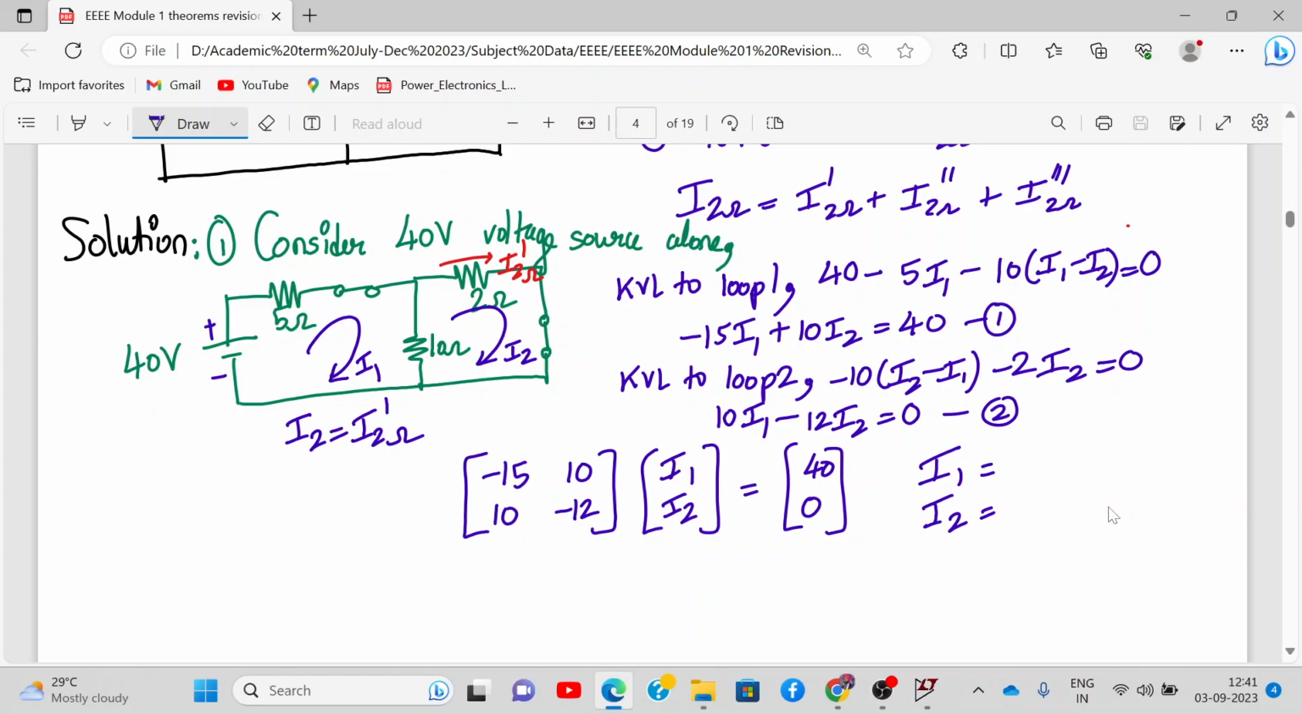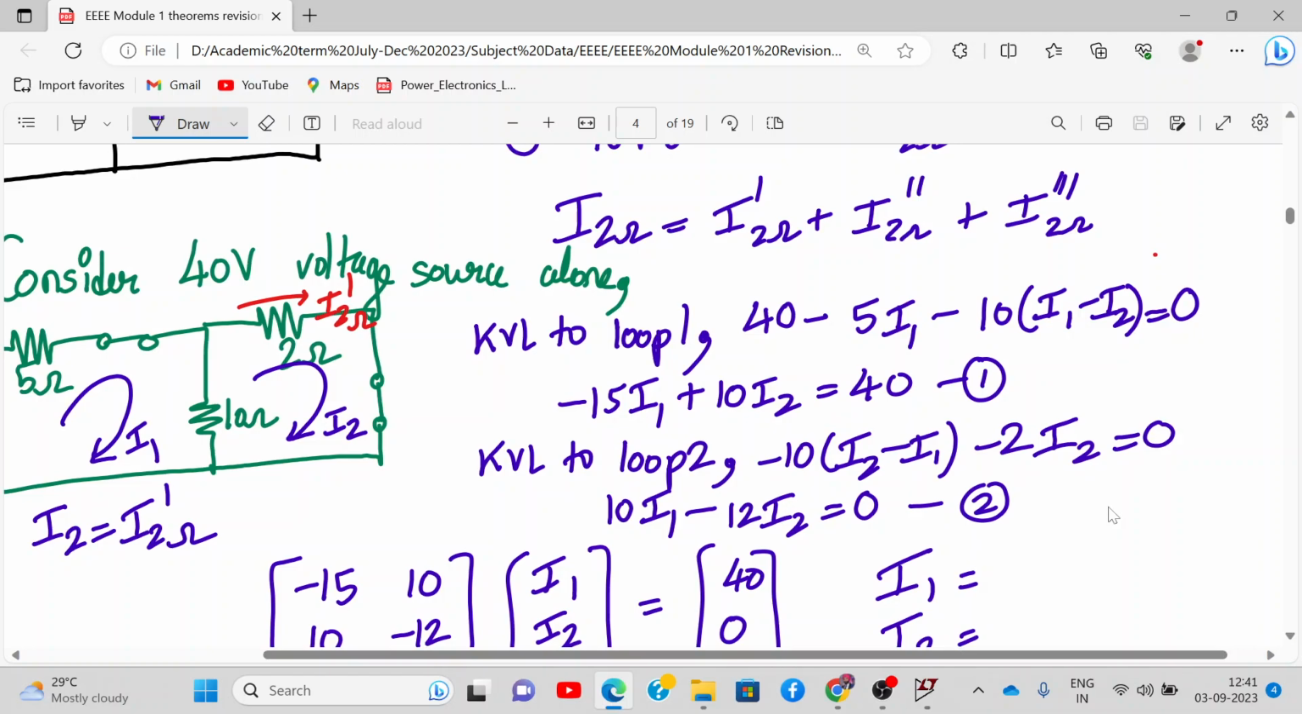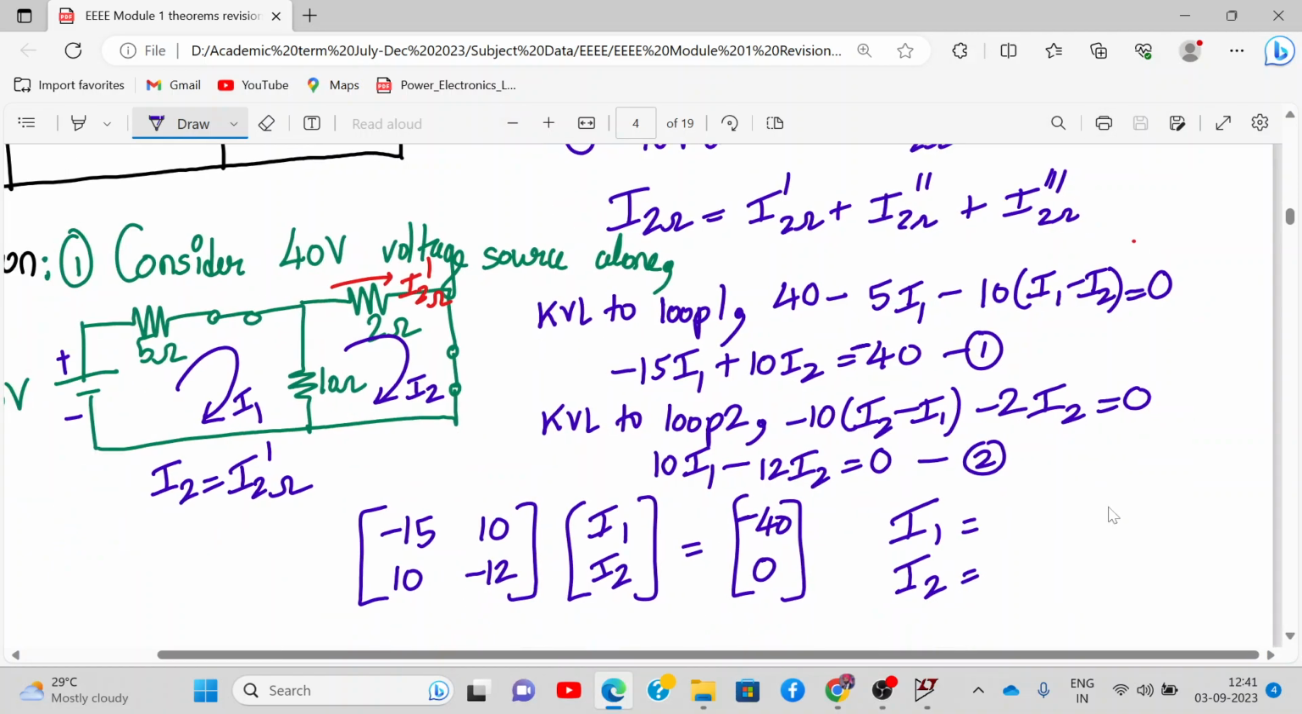We did one mistake, in a hurry. See here. This is minus 15. This should be minus 40. So this is what happens when we do it in a hurry. So check your work, don't just copy these things. You need to check it out. So this will be minus 40. Now tell I1 and I2.